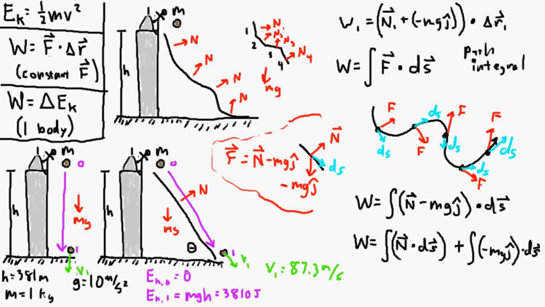So the thing here is normal dot ds. Normal is always perpendicular to the surface. At any point, normal is going to be perpendicular to the surface, and at any point, ds is going to be parallel to the surface.